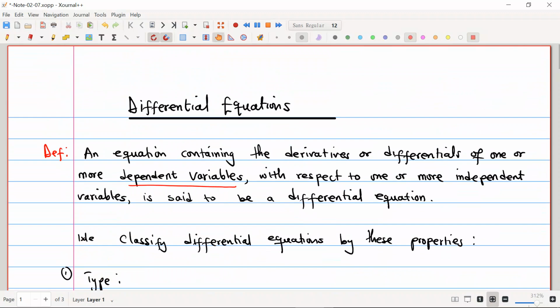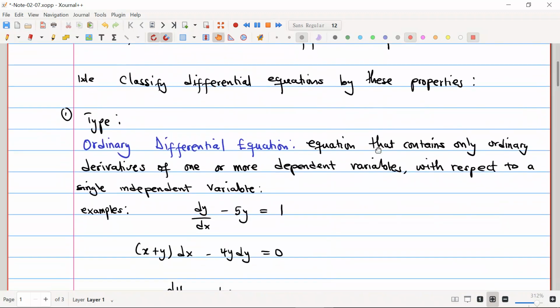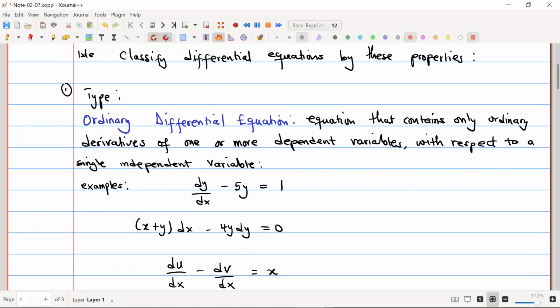We classify differential equations by these properties, right? Before you can classify a differential equation, you can say it is either ordinary or partial. So we classify that by type. By type, we have ordinary and partial differential equations.